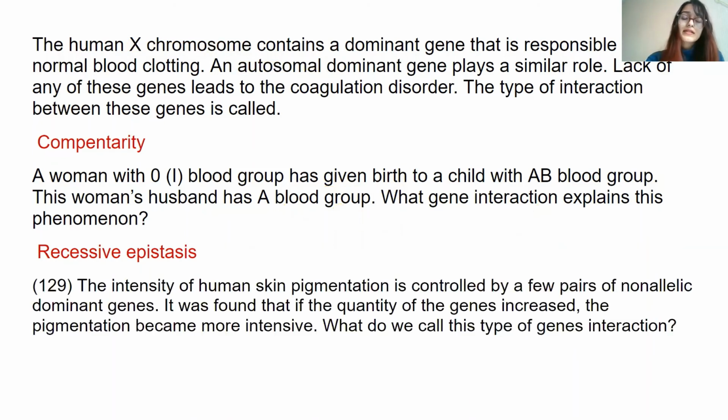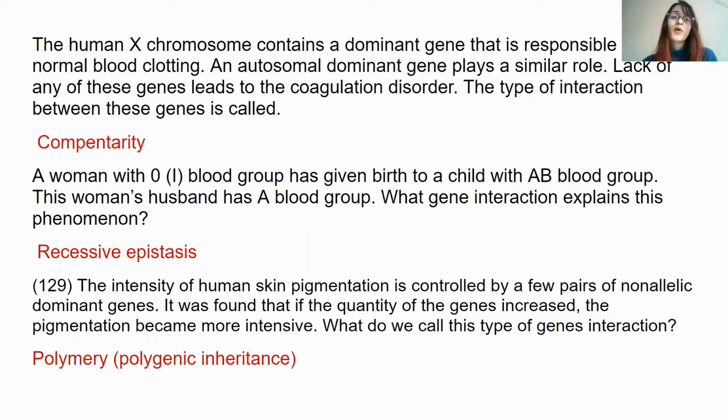So next, this one is from the ministry book, that is, intensity of human skin pigmentation is controlled by a few pairs of non-allelic dominant genes, and whenever these genes increase, the pigmentation increases. So you see many genes control one character, that is the skin pigmentation. So many genes means polygenic interaction, or how it is mentioned in Krok, that is polymery.